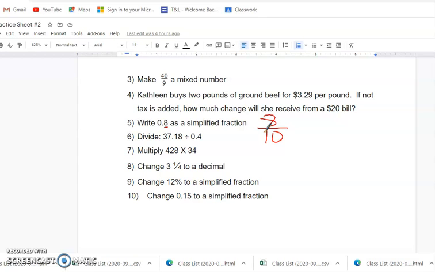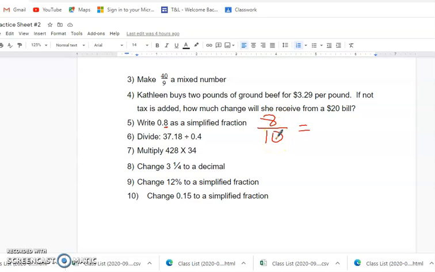The answer is no. You at least can have credit for that because you are writing it as a fraction, but we have not simplified. Now, in the past, you may have heard the word reduced, and again, I don't use that word. I always use simplify or simplest form. Okay? So I have to think, what number will 8 and 10 both divide by?